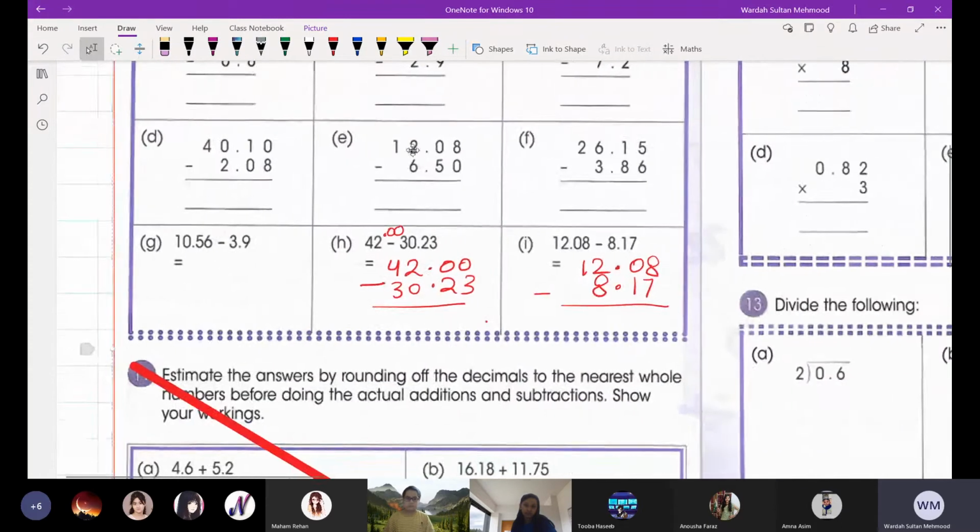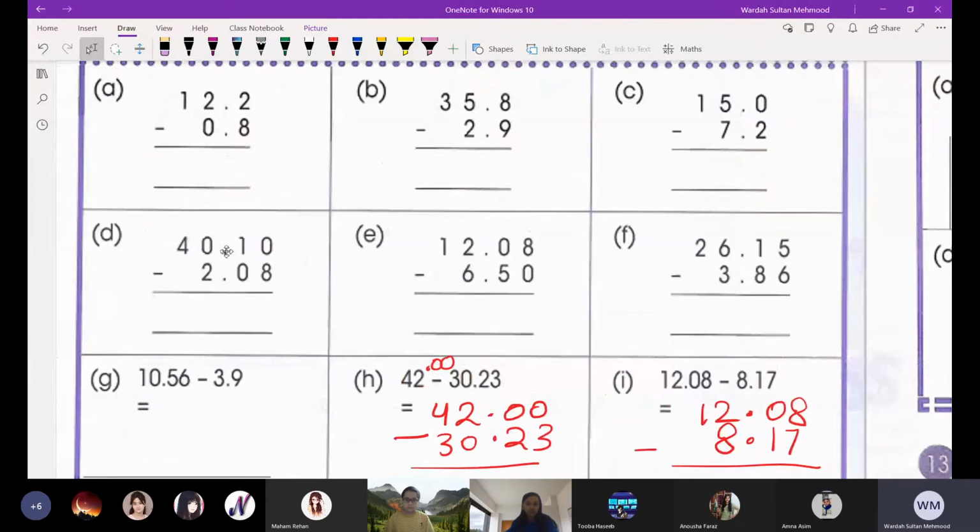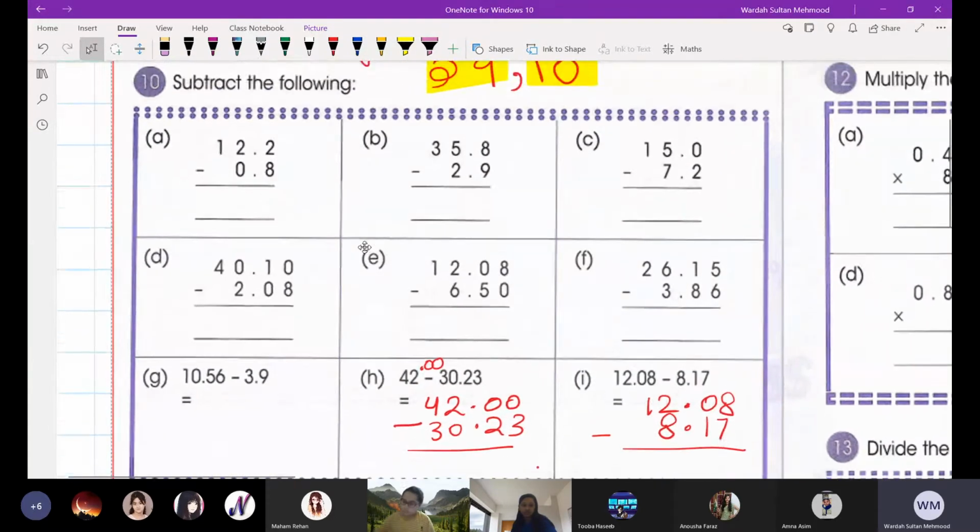For subtraction, please be careful that whenever you have a smaller number at the top, you borrow from the other digit. You borrow from the neighbor. If the neighbor doesn't have that, borrow from the next neighbor. Be careful with the subtraction questions. For addition, they're easier, obviously.